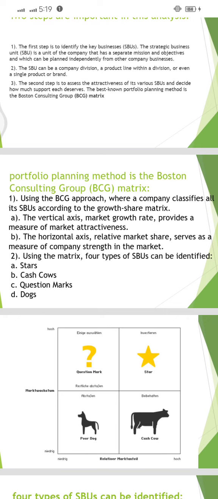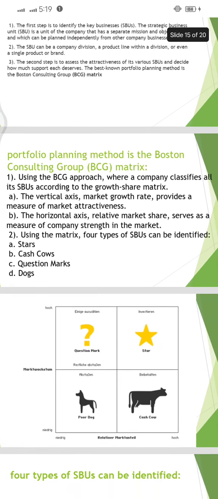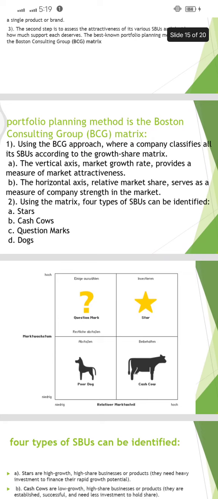Using the BCG approach, a company classifies all its SBUs according to the growth share matrix. The vertical axis, market growth rate, provides a measure of market attractiveness. The horizontal axis, relative market share, serves as a measure of company strength in the market. Using the matrix, 4 types of SBU can be identified.